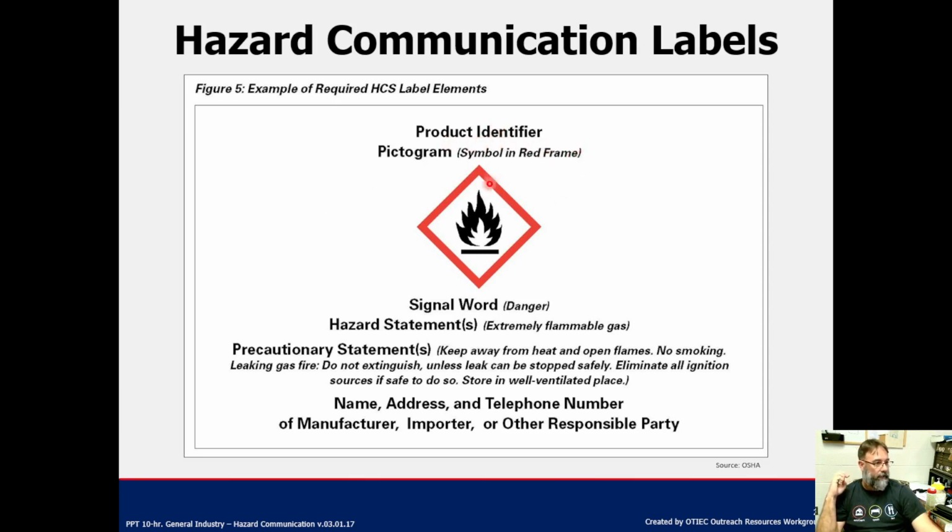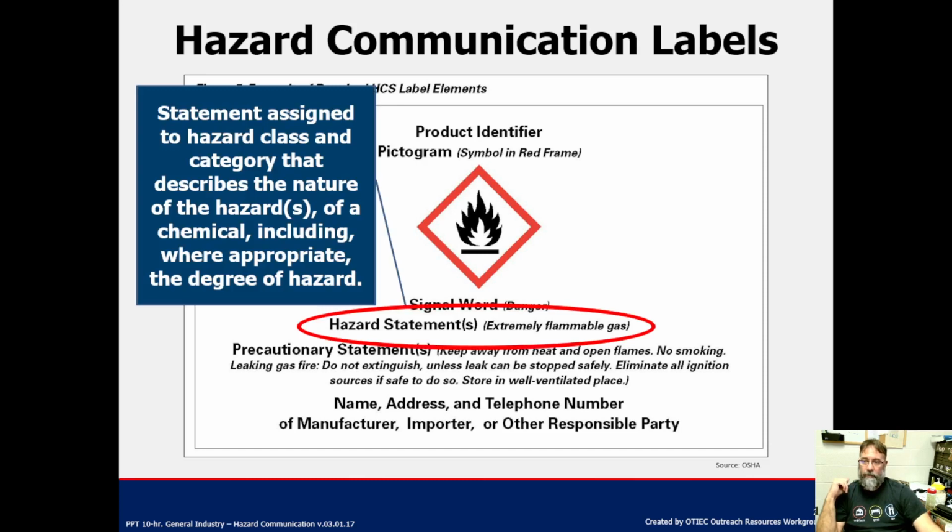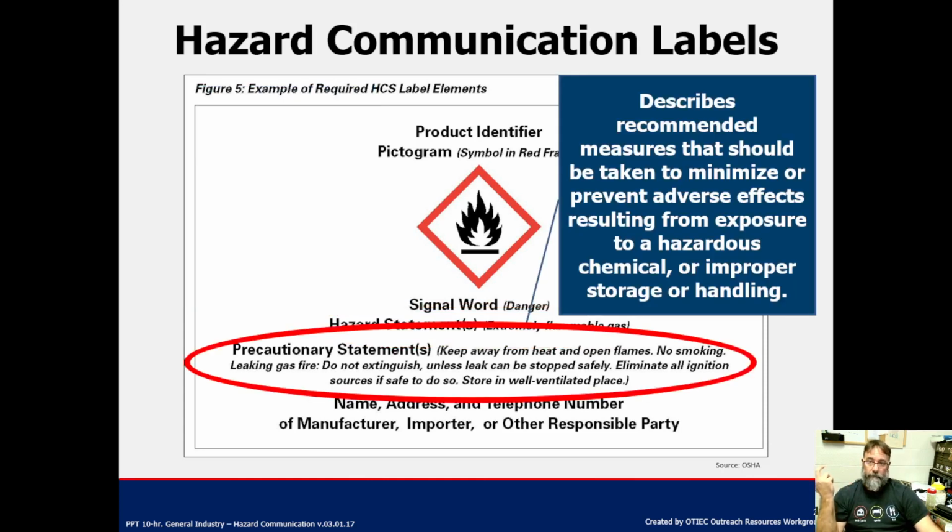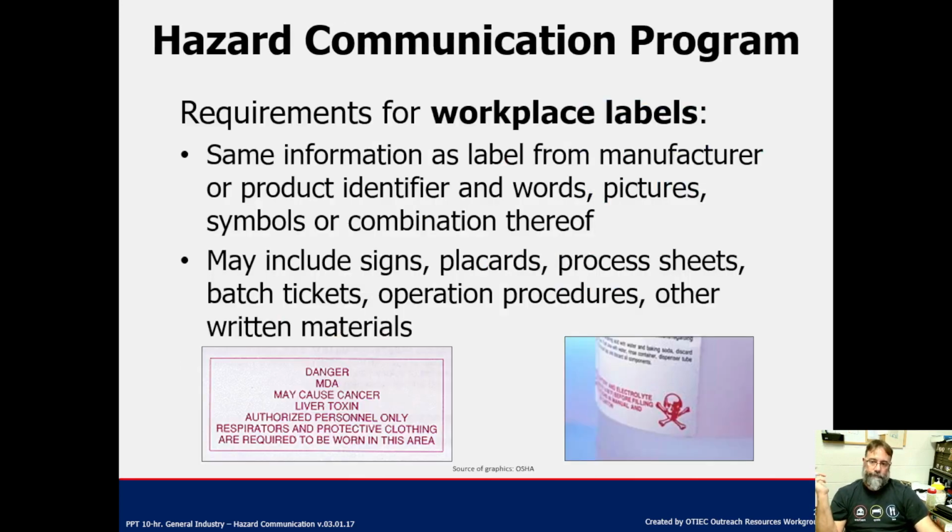So we see here the symbol in the red flame, signal word here, hazard statement: extremely flammable, keep away from heat, open flames, and then you have all the rest of the pertinent information. The hazard statement describes the nature of the chemical, extremely flammable gas. Precautionary statements are the actions that should be taken. I'm sure on that other chemical, xylene, it probably says don't mop up and place into the incinerator because it's got a 75-degree flash point.